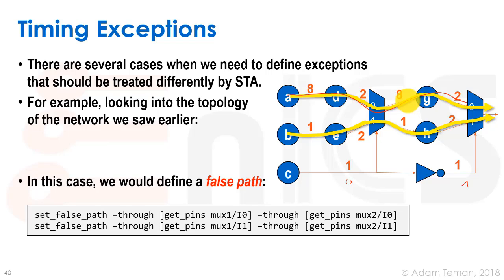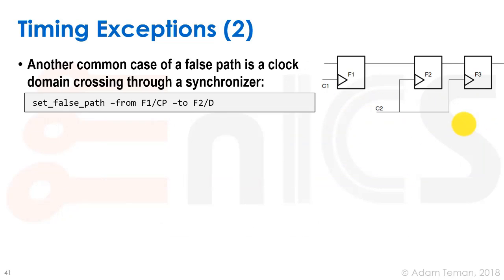We would say set false path. That's our SDC command, minus through, because we don't have to say from to define this path. All we have to say is that it goes both through this and this. So we say get pins mux 1, pin I0, and minus through get pins mux 2, pin I0. Similarly, we should set a false path that goes through mux 1, pin I1, and mux 2, pin I1. So that would set a false path there, and we wouldn't have a problem that this could potentially become our worst negative slack. In fact, we won't even check that timing path.